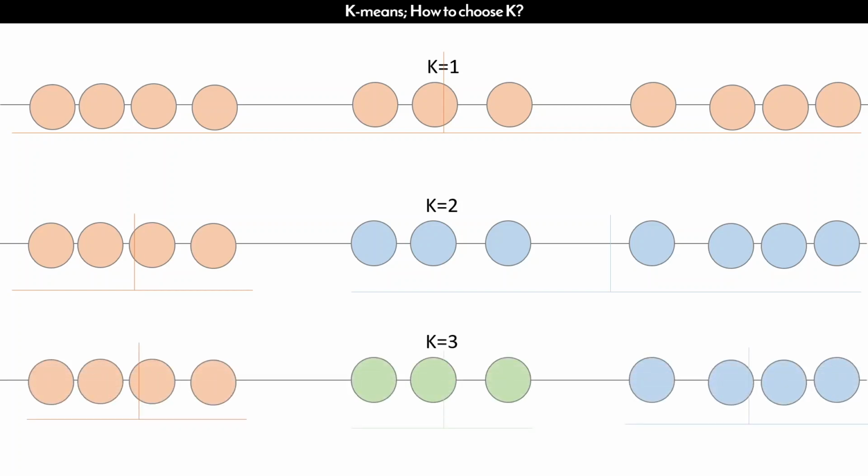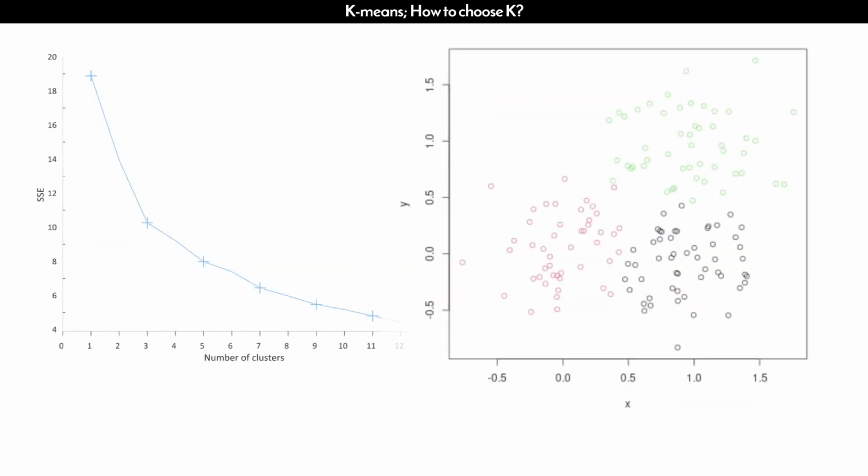K equals 3 gives us something like this, and we can go to k equals 4, 5, 6, and so on. The algorithm will divide it for us. So how do we choose? We do it using what we call the elbow method. The elbow method simply means that at each k, we measure the sum squared error.